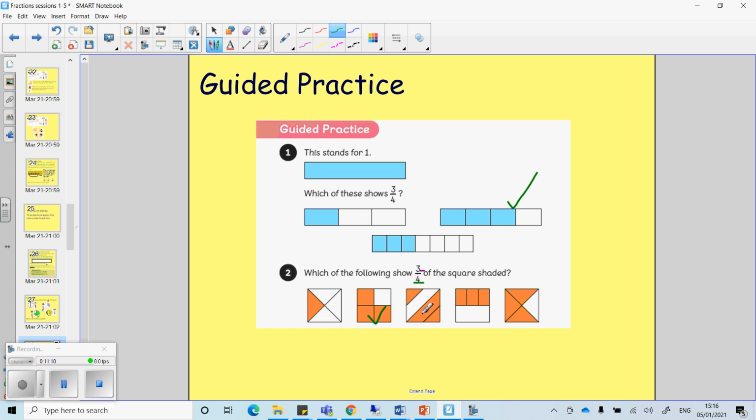This one shows it. 1, 2, 3, 4, but they're not equal, so I'll move on. 1, 2, 3, 4, but they again are not equal, so I cannot use this. 1, 2, 3, 4, 4 equal parts, and 1, 2, 3 of them are shaded, so we could tick that one as well.